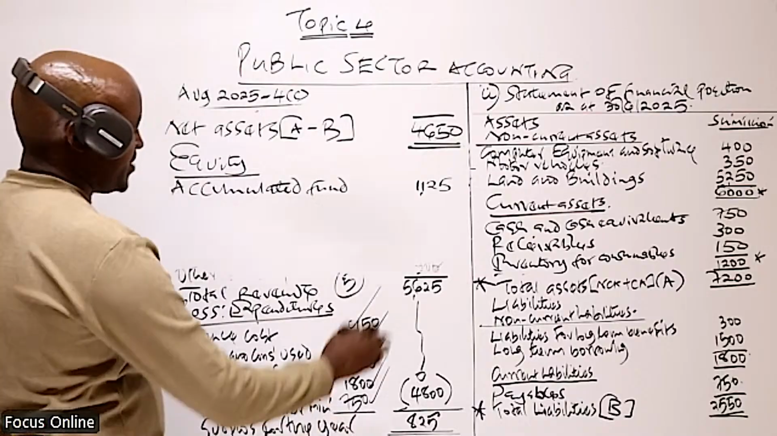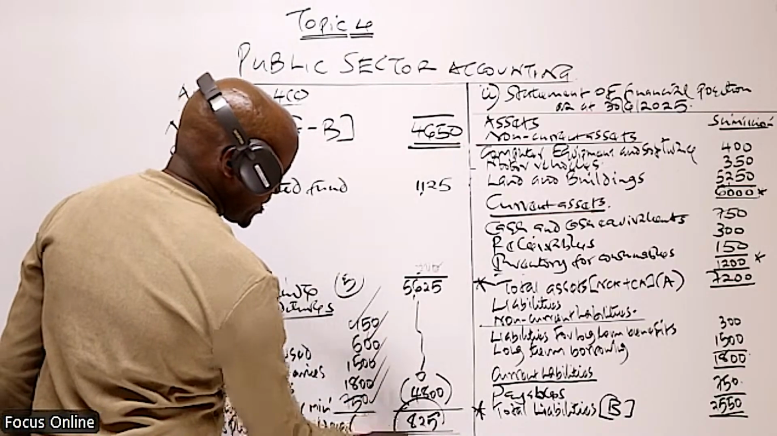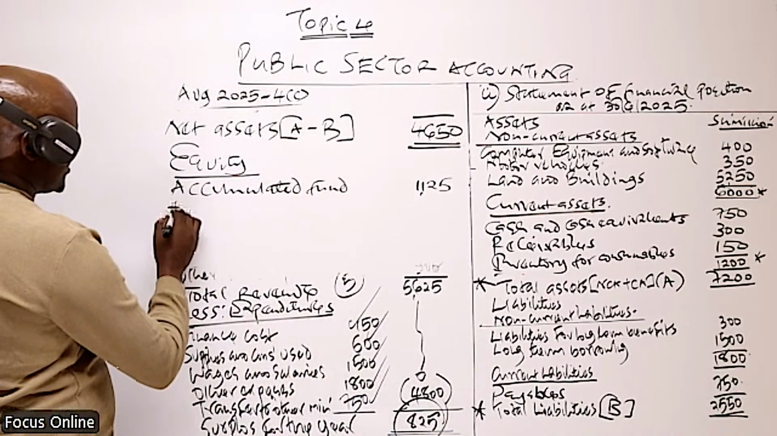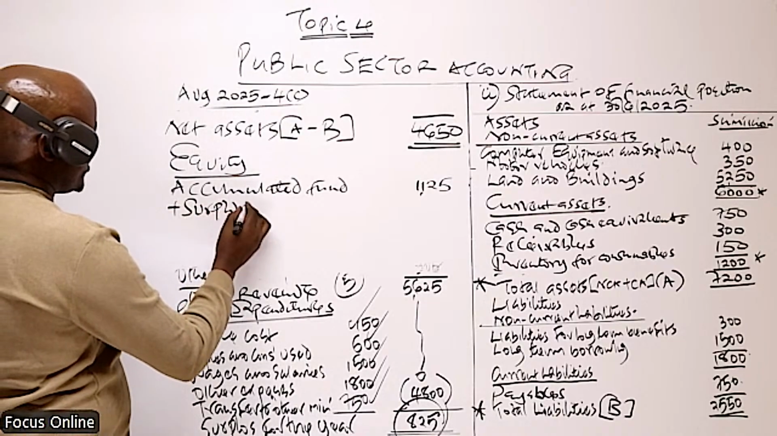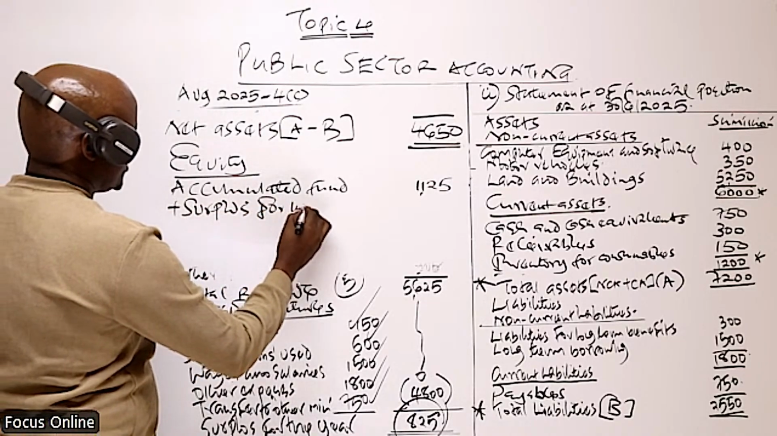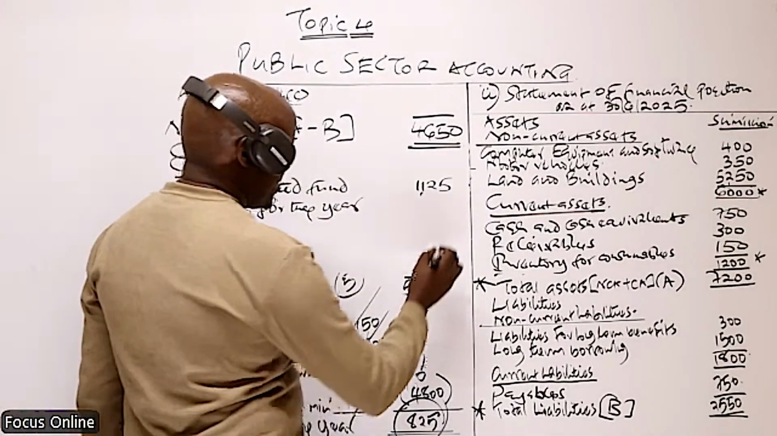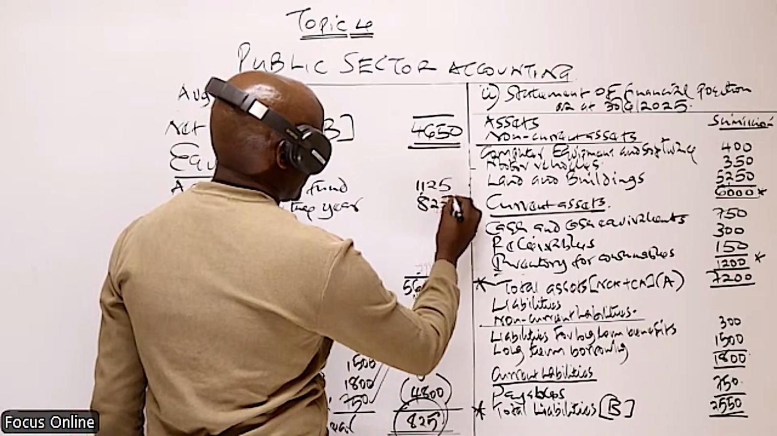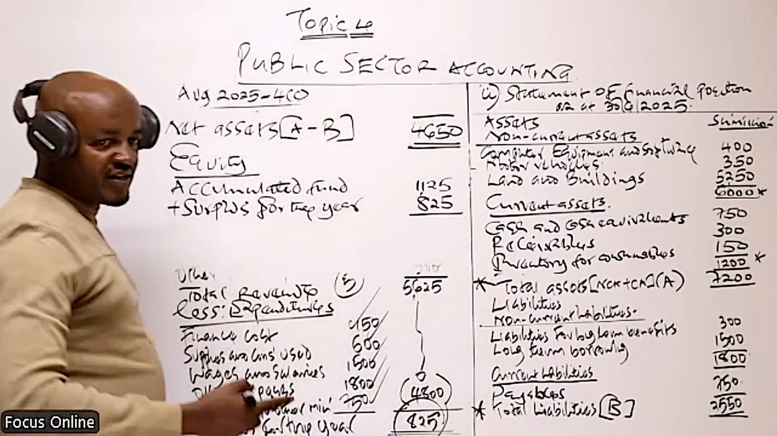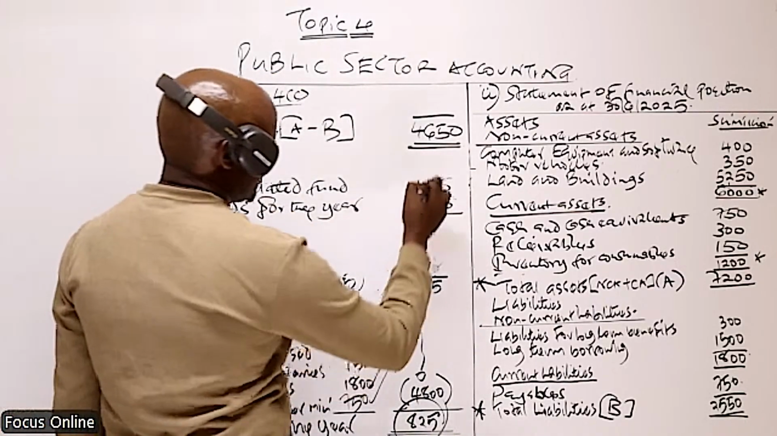So to this accumulated fund, we need to add the surplus for the year. We add the surplus. But remember, in this case, if, for example, we had a deficit, that one should be deducted. So we add the surplus for the year, and that is 825. So that now will give us the accumulated fund at the end. So this will be how much?